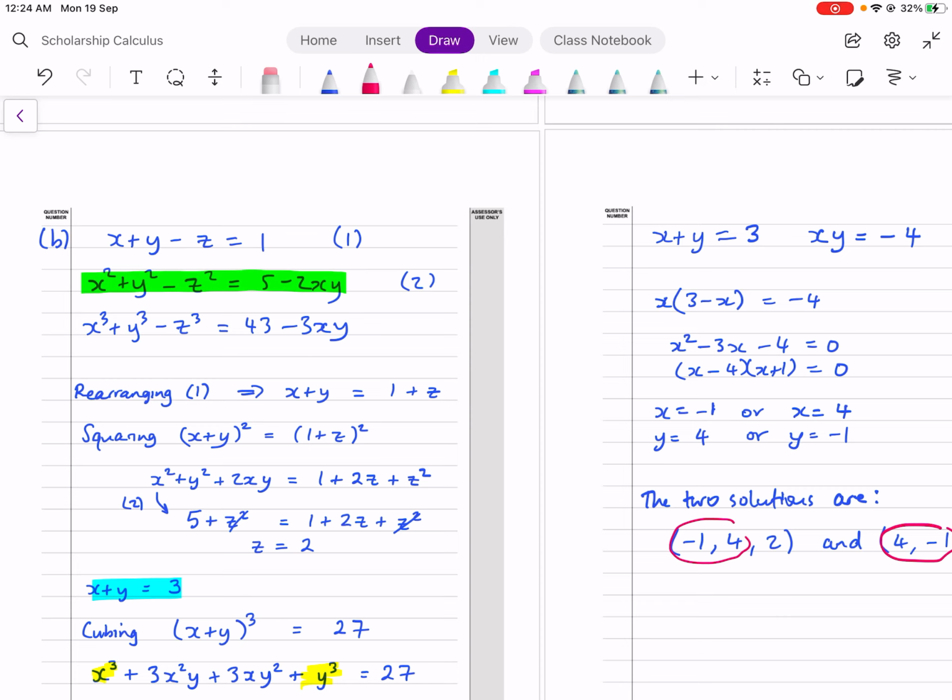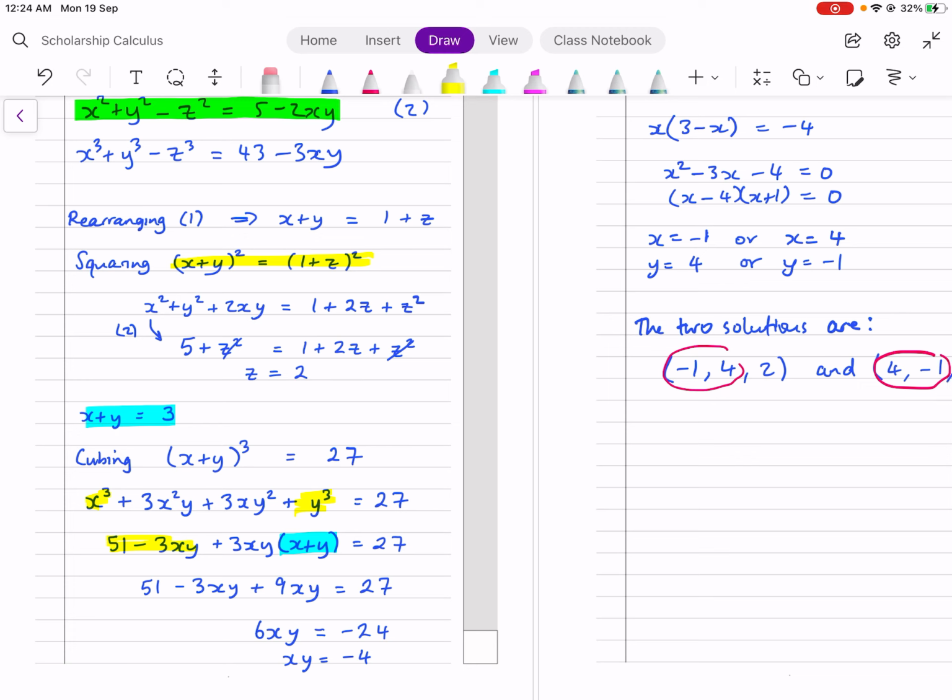Not a bad problem actually, but the sneaky stuff there of knowing to square to bring in the xy term, and then knowing to cube and factor to get rid of the xy, so the x plus y thing, was what makes that a scholarship problem.